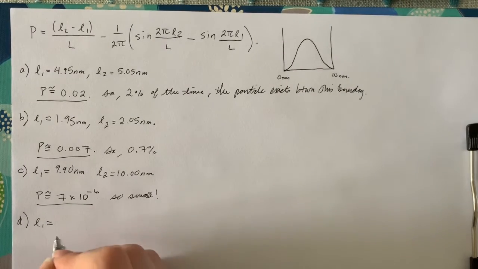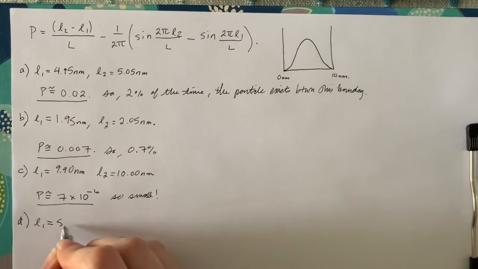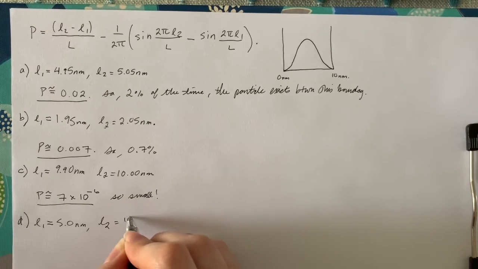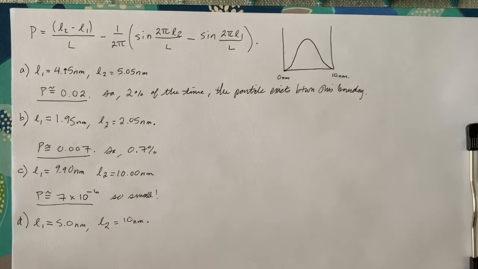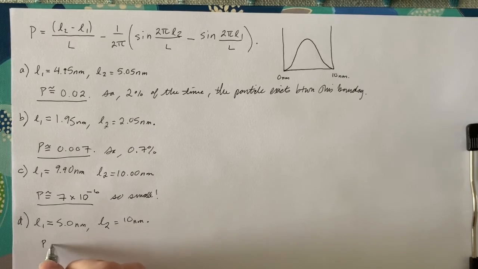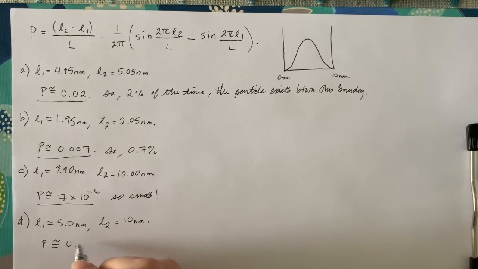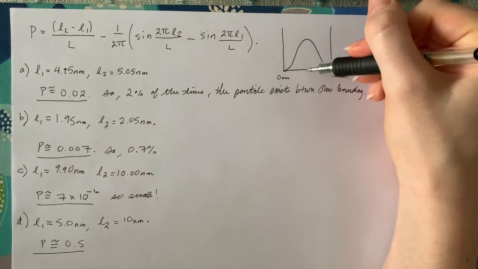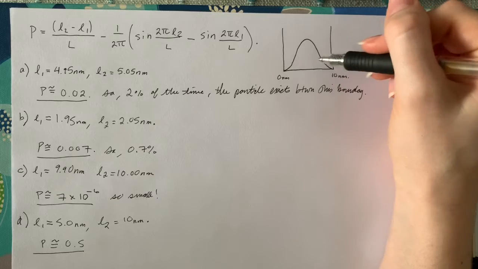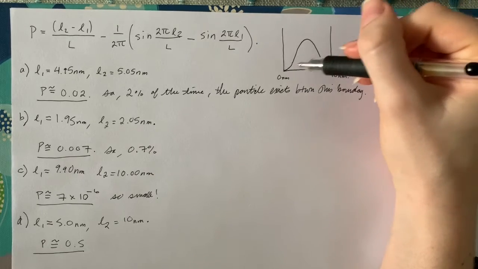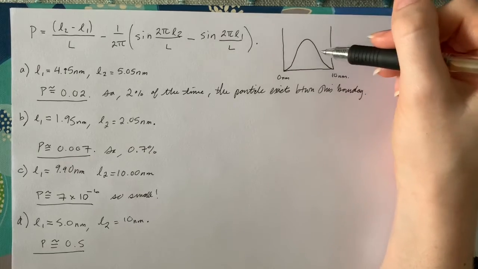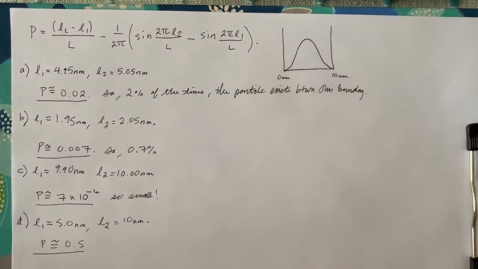Okay, so for D, we're given the right half of the box. So we can interpret that as L1 equals 5 nanometer and L2 as 10 nanometer. And then when you plug this in, you should get P is about 0.5, which makes awesome sense because when we divide this down the middle into 2 halves, these shapes look similar, and half the time you're going to find it on one side. So I think it all comes back to the wave function.